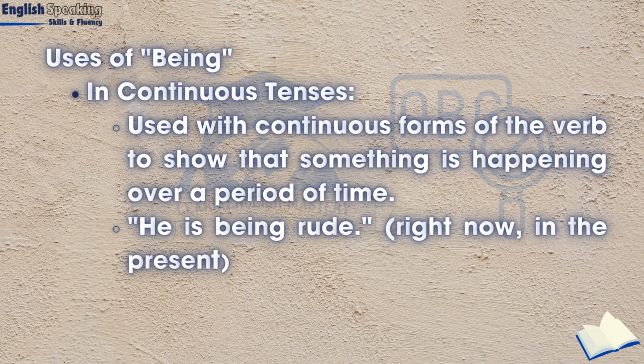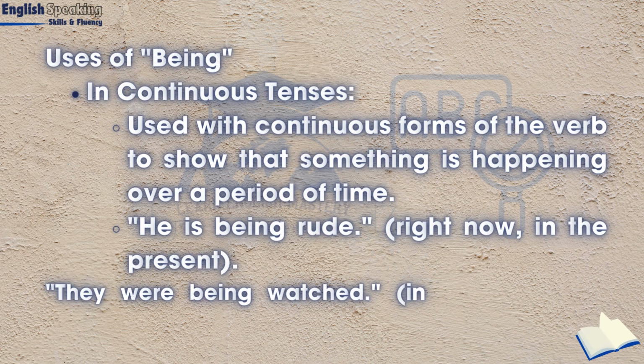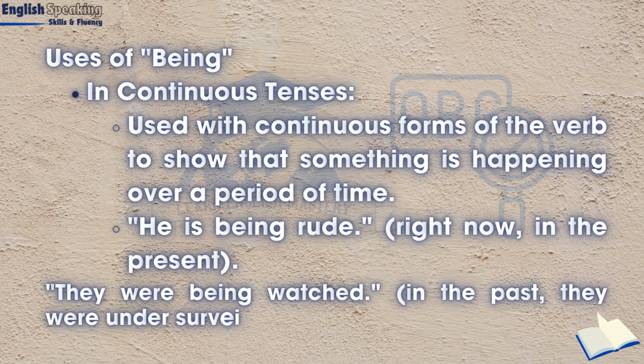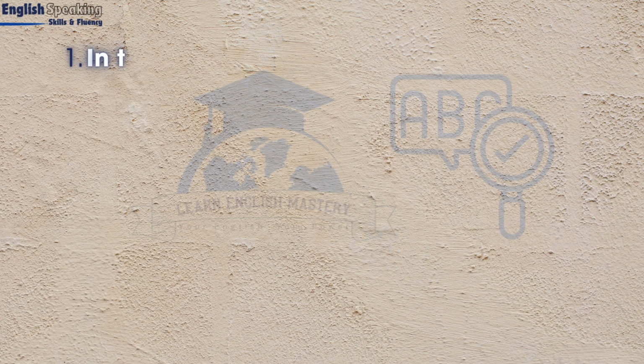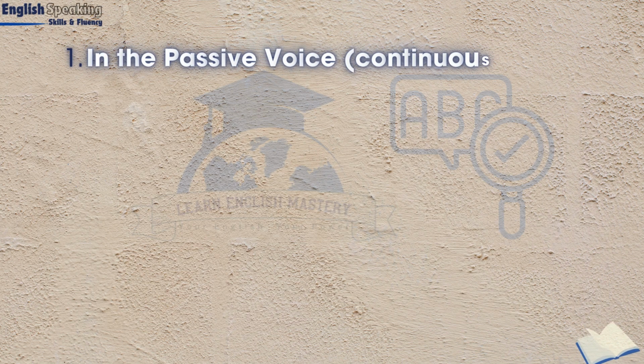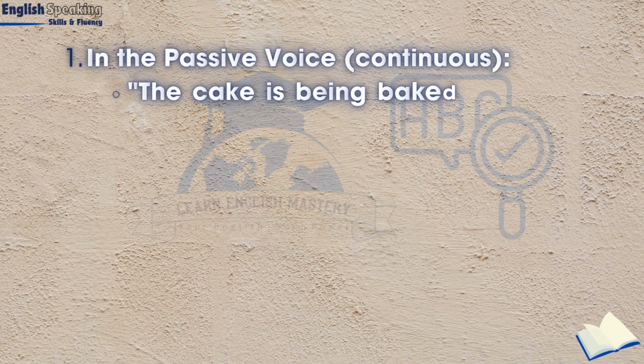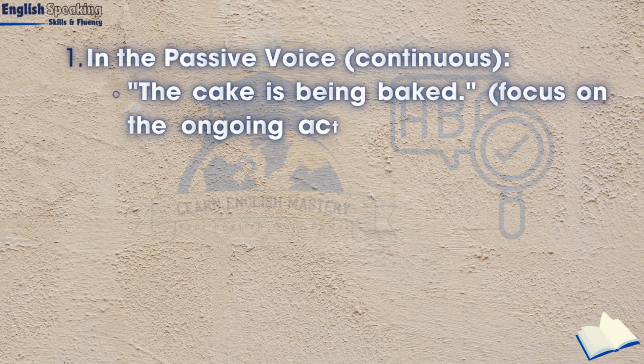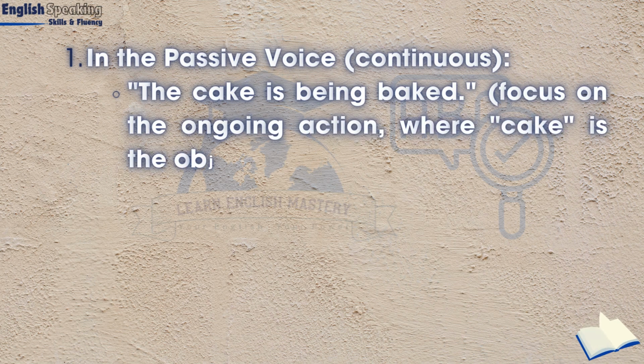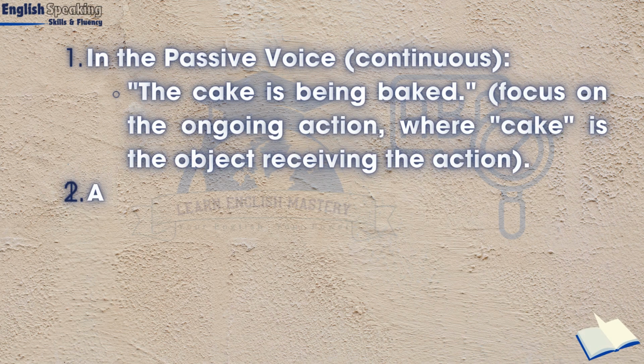Right now, in the present. They were being watched. In the past, they were under surveillance. In the passive voice, continuous, the cake is being baked. Focus on the ongoing action, where cake is the object receiving the action.